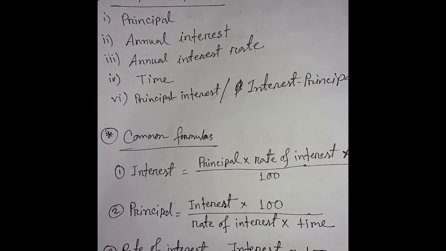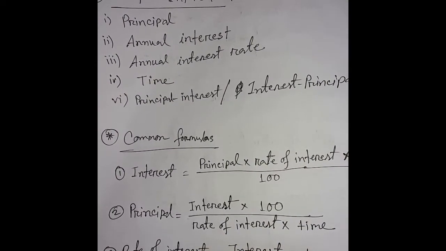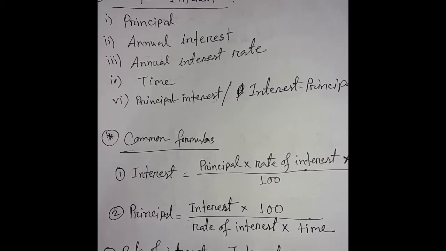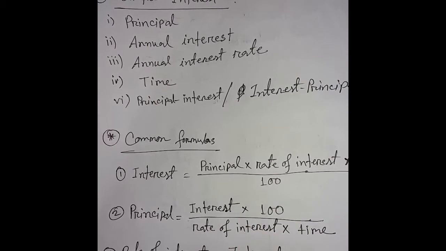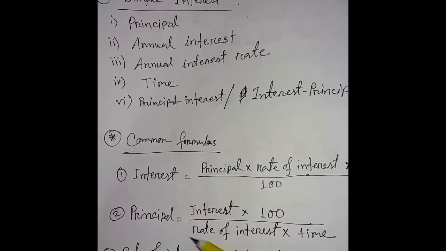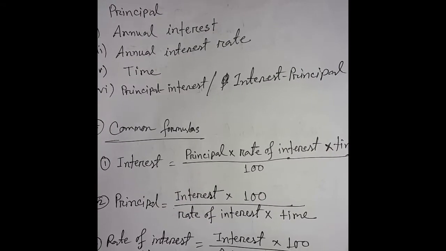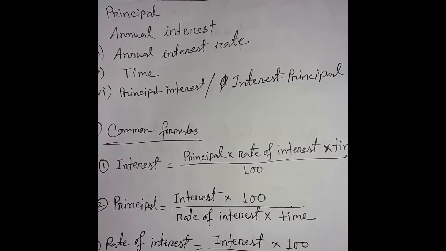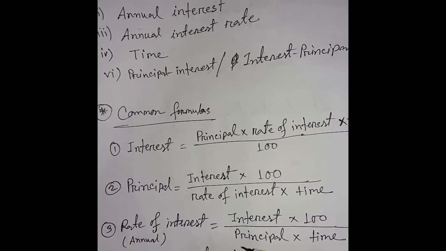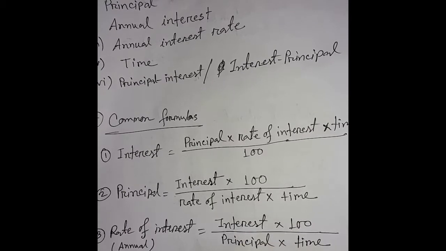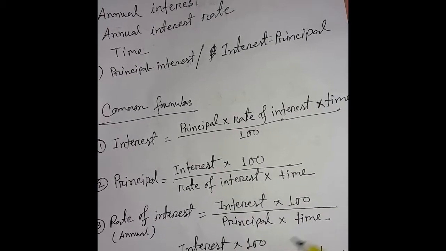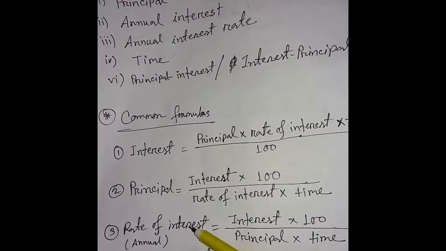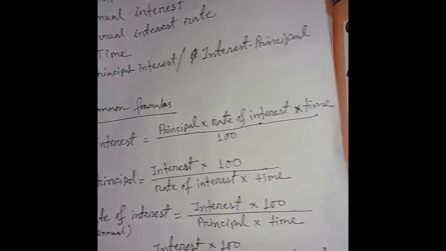I just replaced these 2 components. Here the rate of interest I just moved from here to here, and here was principal, and principal has come here, right? Principal times time, interest times 100 divided by principal times time. Again look here, time, the numerator is the same, interest times 100, principal times time will come here, and rate of interest will go there, the principal times rate of interest.